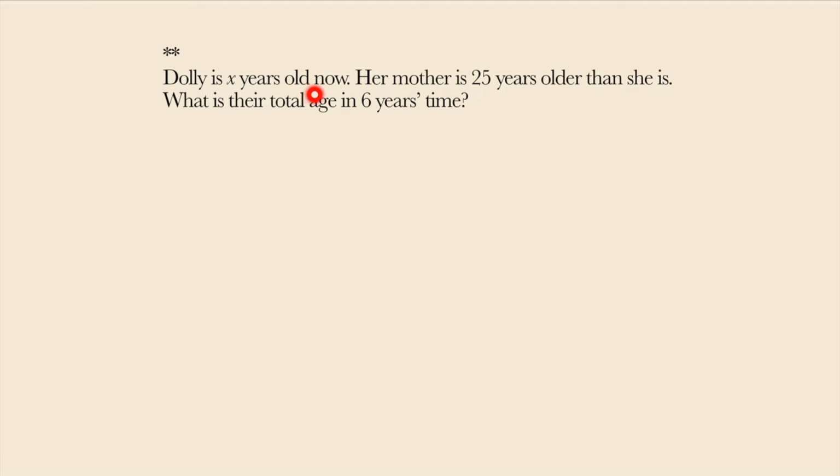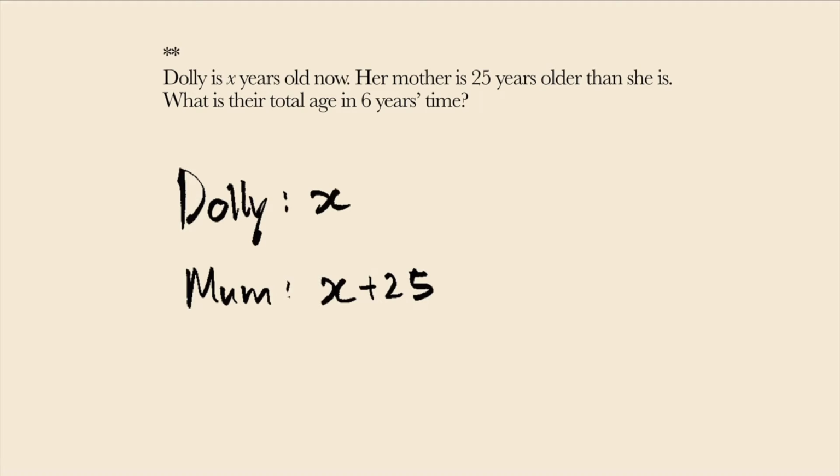Dolly is X years old now. Her mother is 25 years older. So simply, whatever Dolly is, X plus 25. What is that total in 6 years' time?